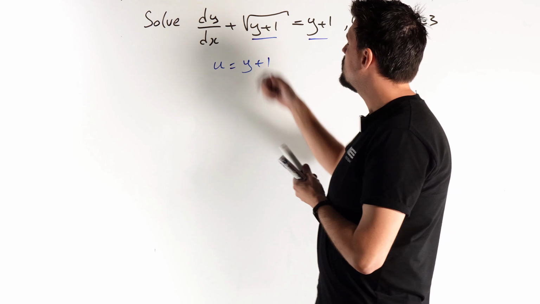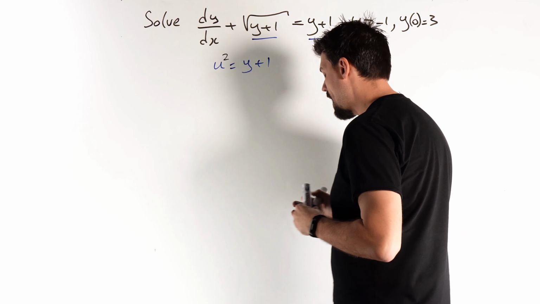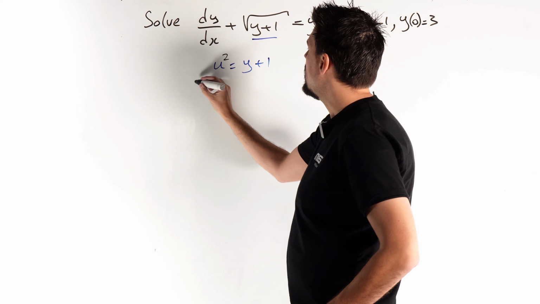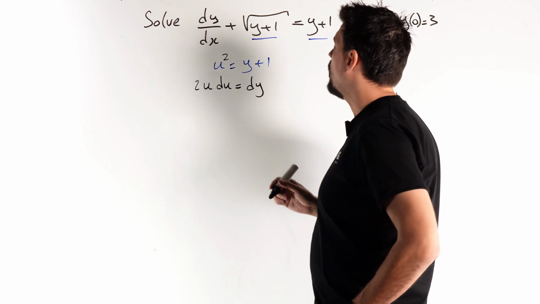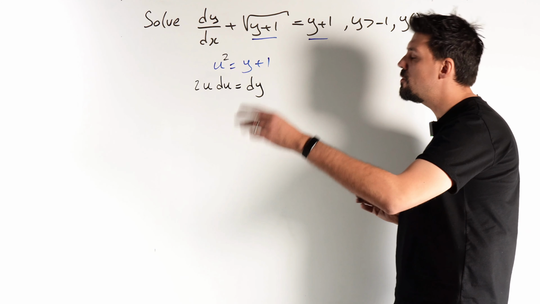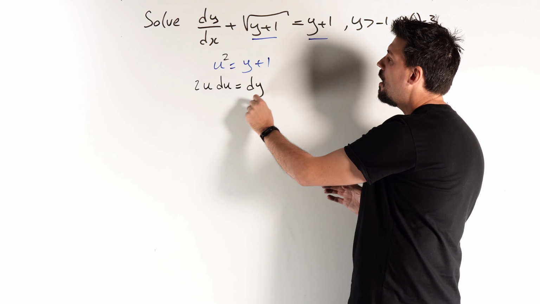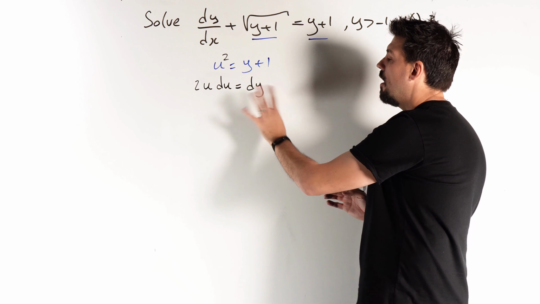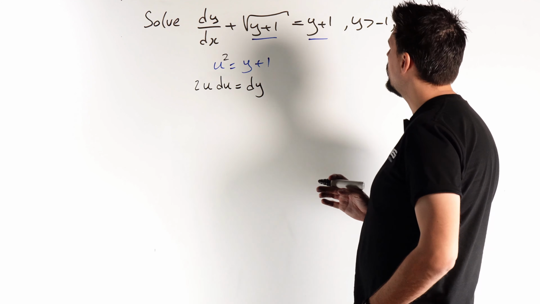Well, how about, we didn't like that square root, did we? So let's get rid of it by going u squared is equal to y plus 1. Let's try that. So let's differentiate. 2u du is dy. If you do implicit differentiation, you can get 2u du dy, or you can differentiate with respect to u on both sides. Either way, you will end up with this relationship. So let's see what we get.